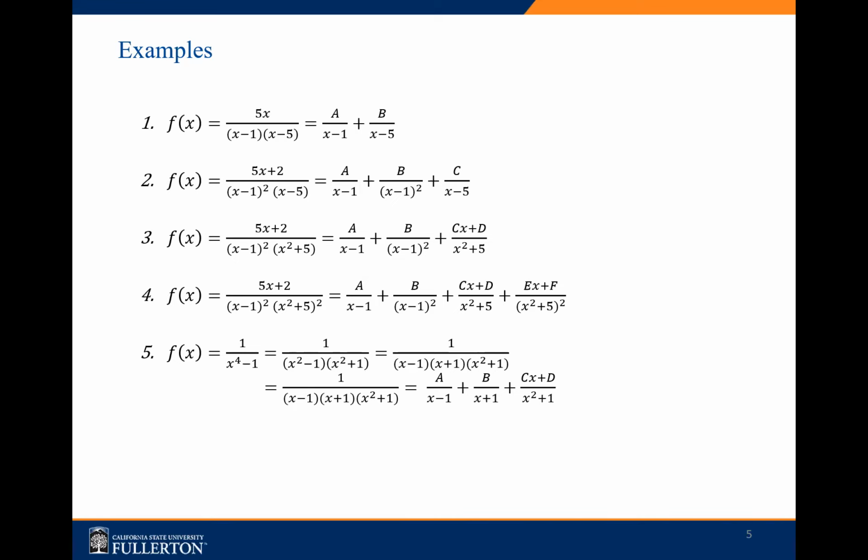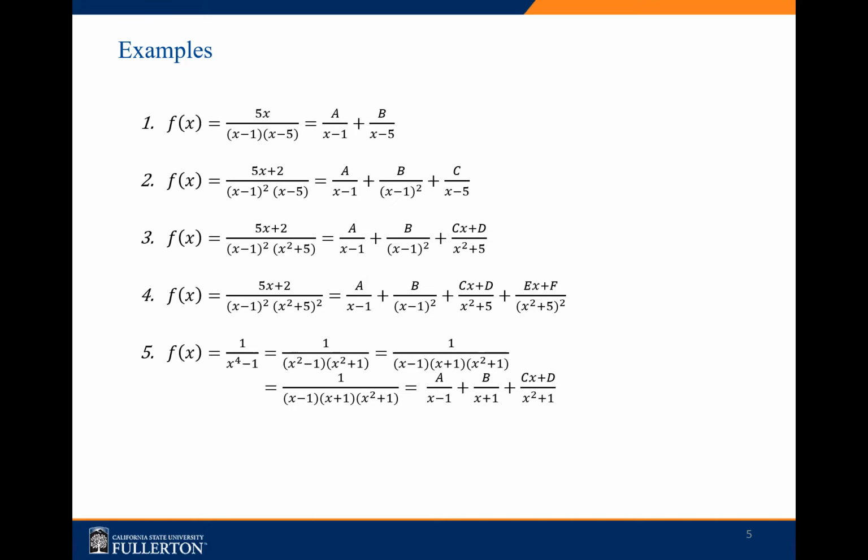In 4, we look at x squared plus 5 as a repeating term itself. So this entire expression can be rewritten as A over (x minus 1) plus B over (x minus 1) whole squared plus (Cx plus D) over (x squared plus 5) plus (Ex plus F) over (x squared plus 5) whole squared.